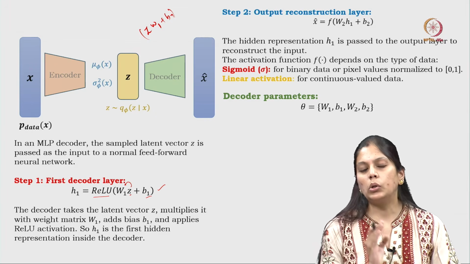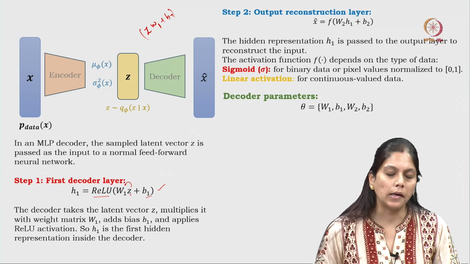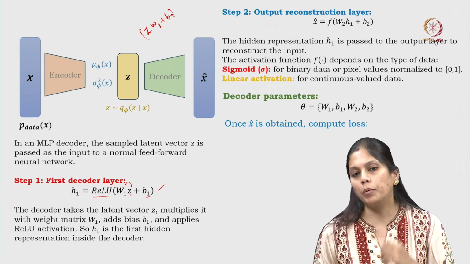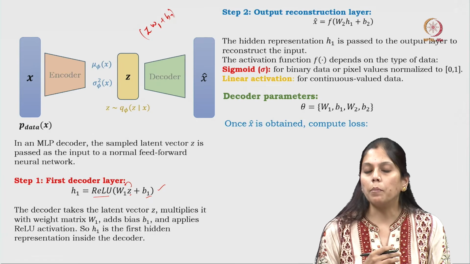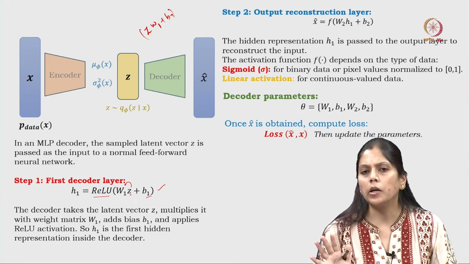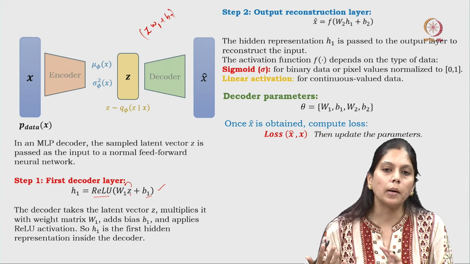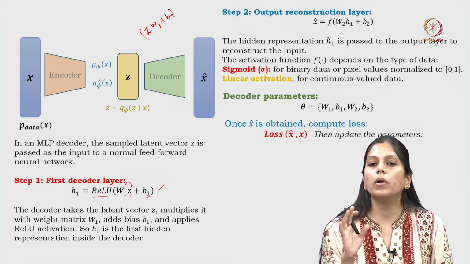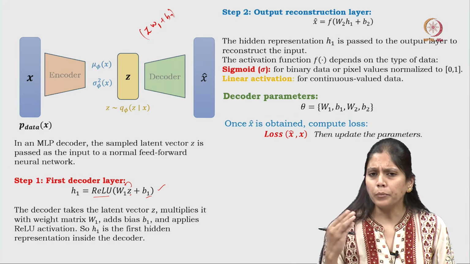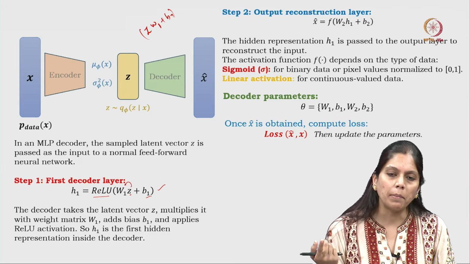Now, once we get the output, what is the next step? Can you recall? The next step is to compute the loss. So once the output x hat is obtained, we will be computing the loss. Now I am writing a very generalized representation here because that loss can be either a mean squared error or a binary cross entropy. So we will be computing the loss, and the loss will be between x hat and x. Once we compute the loss, what will be the next step? You have to update the parameters, why?